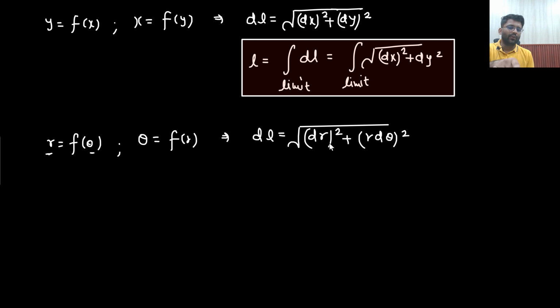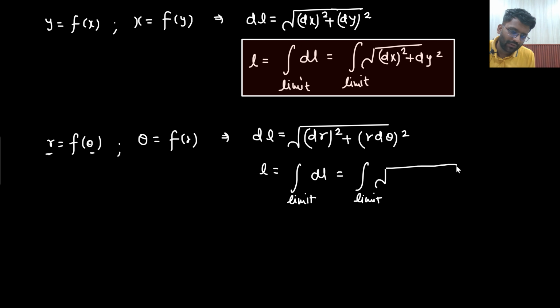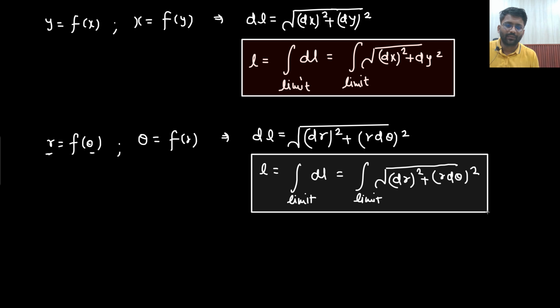In the direction of r you work for dr. In the direction of theta you work for r d theta. That's it. So what will be the length? Length will be some limit, dl. The answer would be some limit of dl, which is under root dr square plus r d theta whole square. There you go. This is the answer that we will be getting.